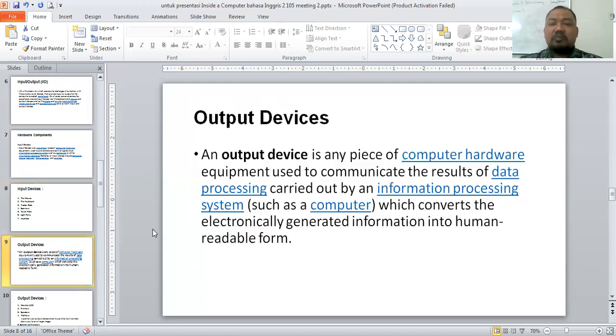Then output device. Output device is any piece of computer hardware equipment used to communicate the result of data processing carried out by an information processing system, such as a computer, which converts the electronically generated information into human readable form.